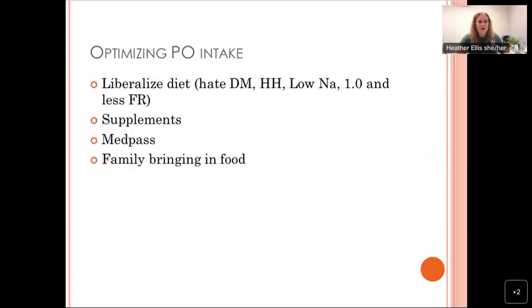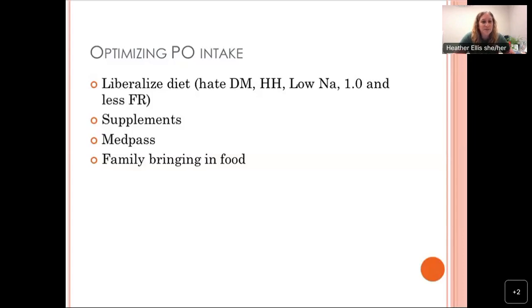So next we'll talk about optimizing PO intake. We like to liberalize the diet. As you see there, we hate the diabetes diet, the heart healthy diets. Low sodium diets, we understand that they're necessary for the short term, and for some patients, depending on their disease state, in the long term, as well as fluid restrictions of 1 liter or less, we try to avoid. They're very restrictive in hospital and really help to further along a patient's malnutrition.